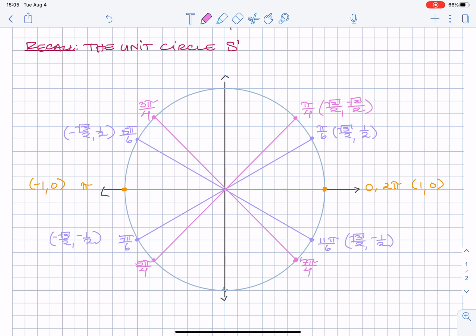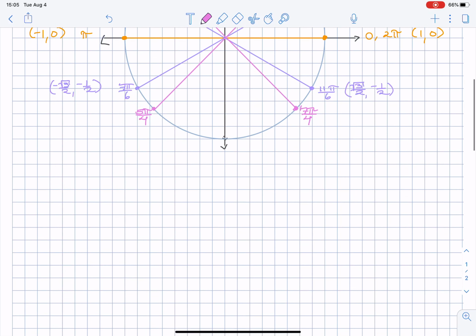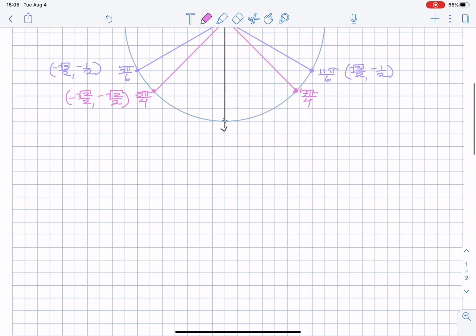Now the pi over 4 or the 45s are nice because they're both root 2 over 2, root 2 over 2. So all I need to do is change the sign, so this will be minus for the x-coordinate in quadrant 2. And then both negative root 2's over 2's in quadrant 3. And then a positive root 2 over 2 for the x-coordinate in quadrant 4, but a negative root 2 over 2 for the y-coordinate.